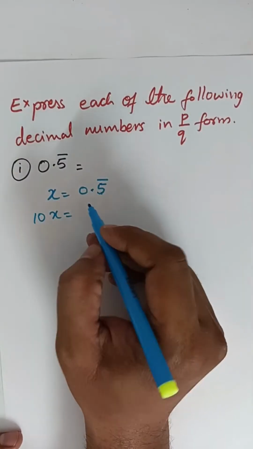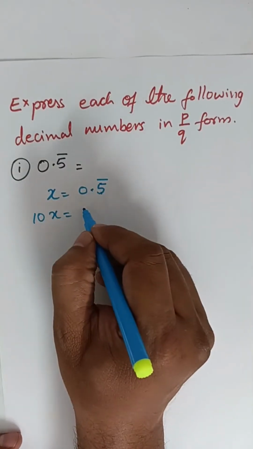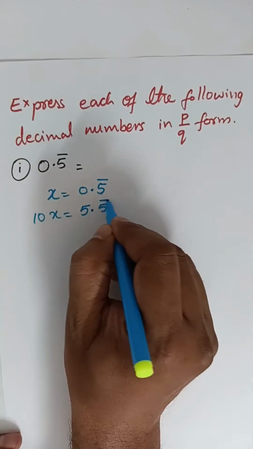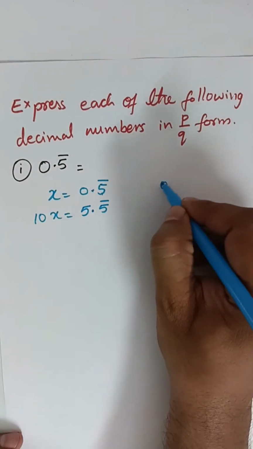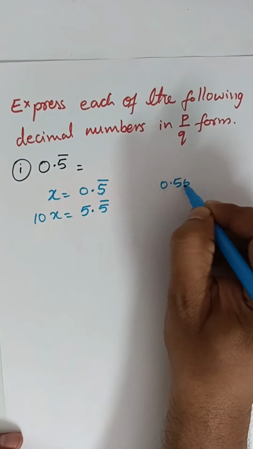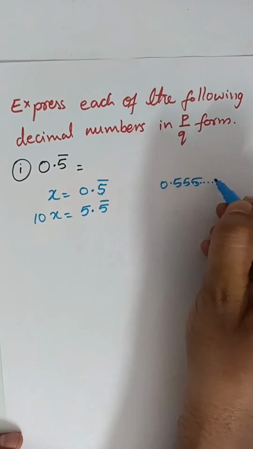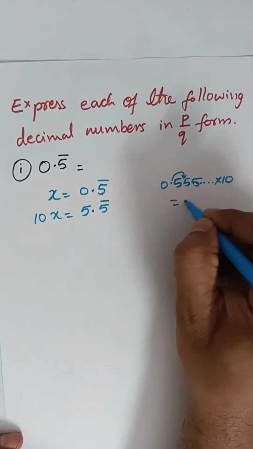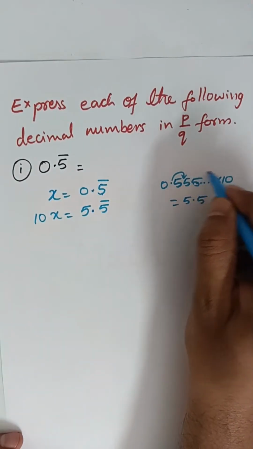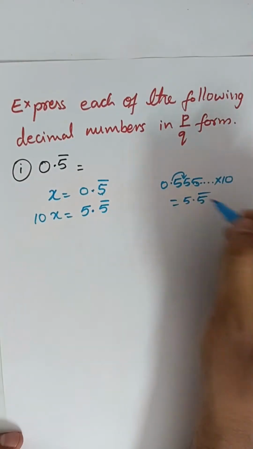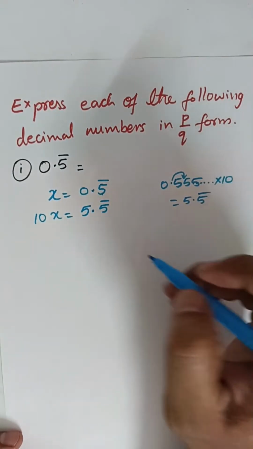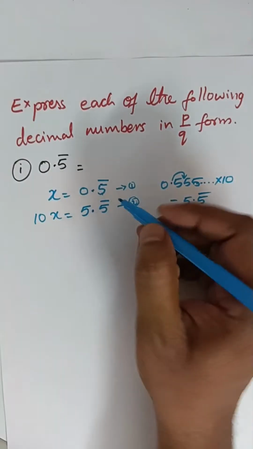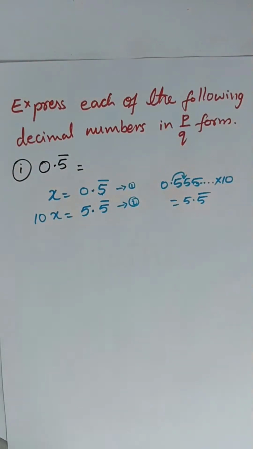Hope you understand, right? Now when you multiply 10 with this number, you will get 5.5 bar, because this number is 0.5555555. When you multiply with 10, this decimal will move here, right? So you will get 5 point, and whatever is here is going infinite times, so it's also 5.5 bar. So now, if you take 1 and 2, we can say subtract 1 from the 2.